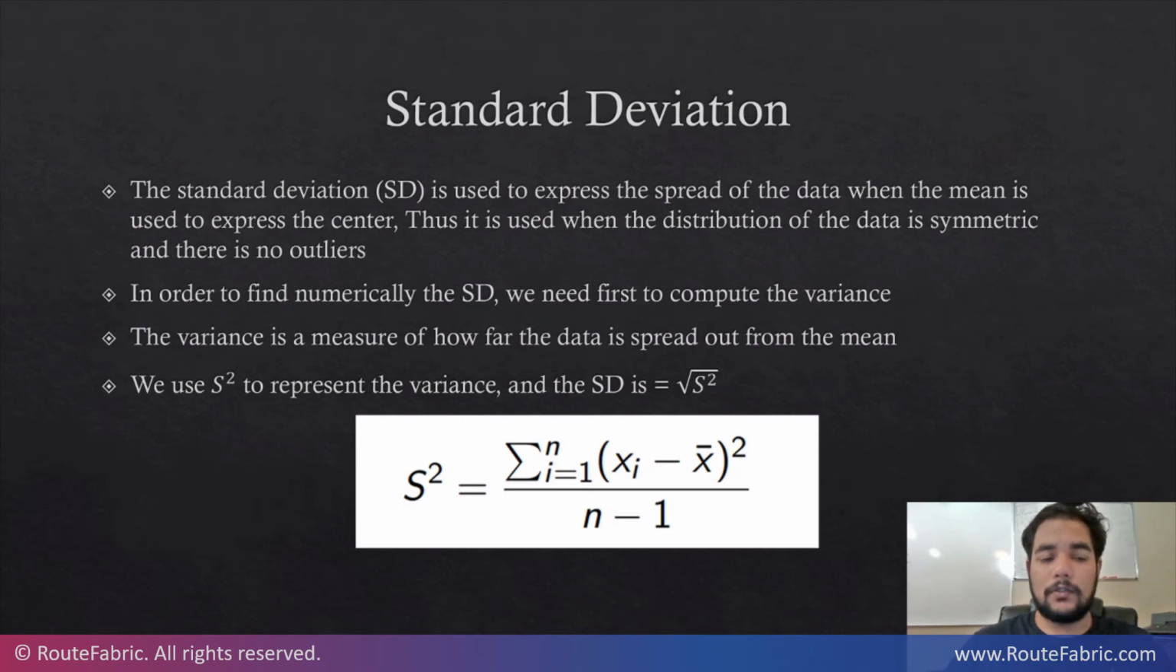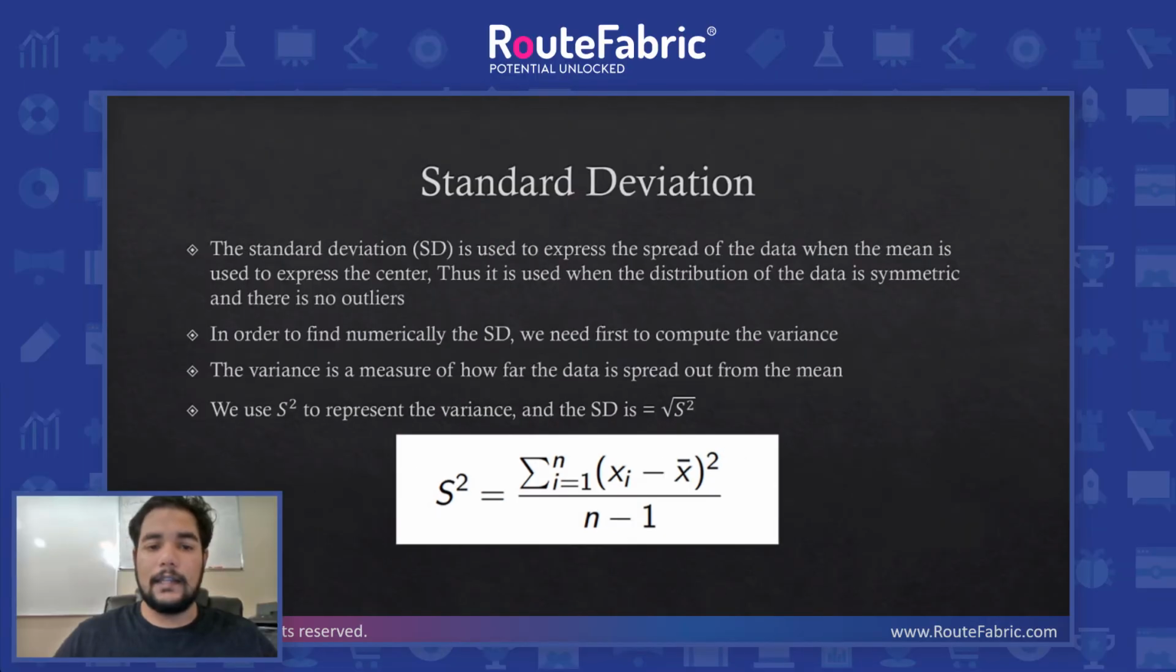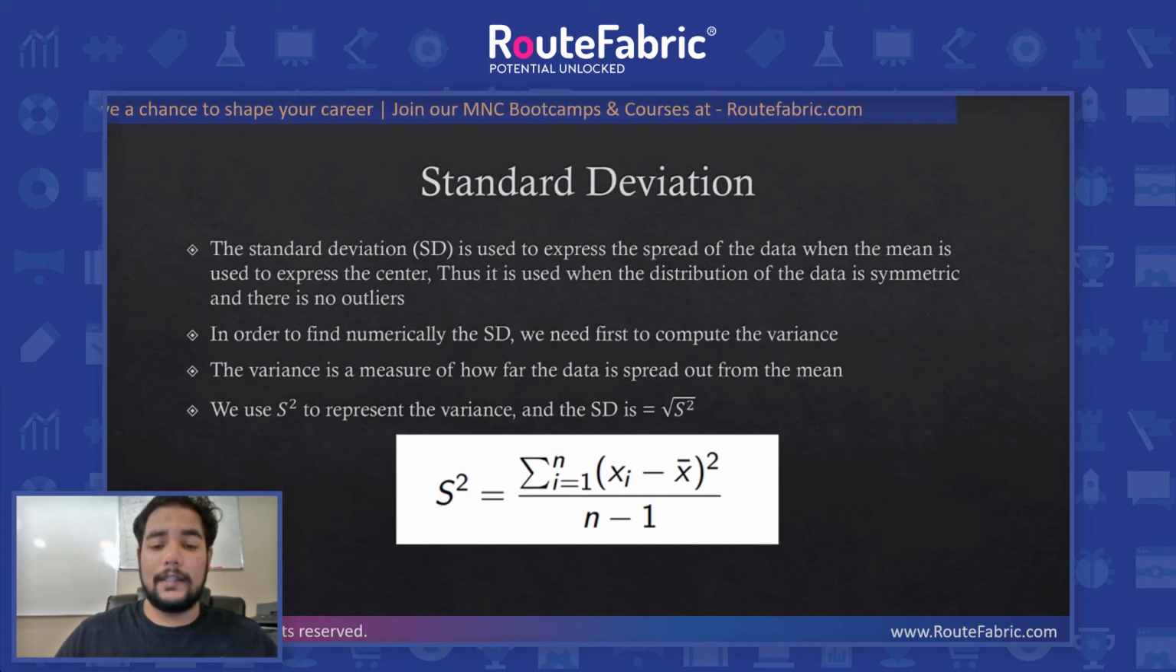Next up, in measure of spread, we have standard deviation. Standard deviation, also known as SD, is used to express the spread of the data when mean is used to express the center. Thus, it is used when the distribution of data is symmetric and there are no outliers. To find the standard deviation, first we need to compute the variance. The variance is how far the data is spread out from the mean, which means how far from the center is the last value standing. That's why we should never use standard deviation when there are too many outliers. And to find the standard deviation, we take the square root of the variance.